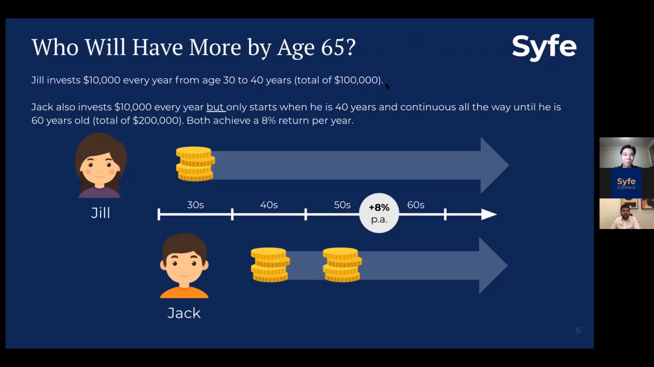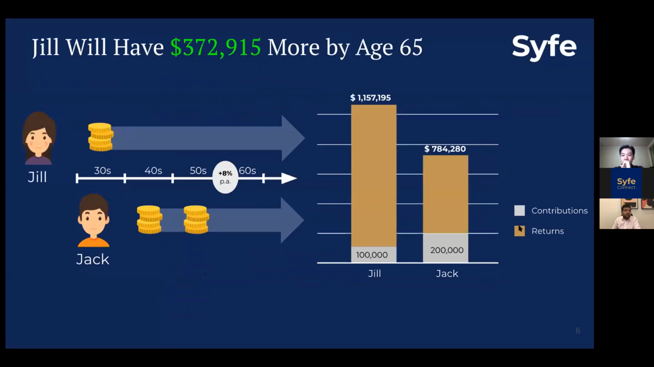So this actually is interesting, right? Even now, 28 or 30% of people, almost 3 out of 10 people, believe that Jack will have more. It's interesting that so many people still believe that. The reality, and the right answer, is that it's Jill who will have much more. And this is the power of compounding. This is the power of spending more time in the market.